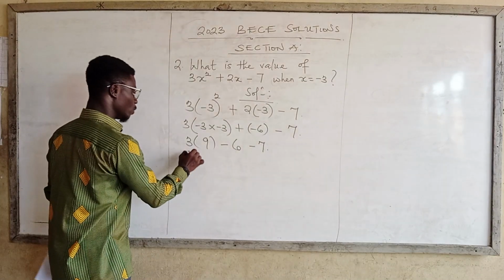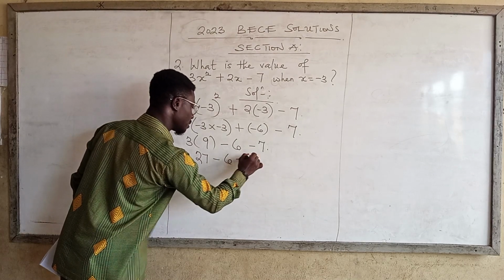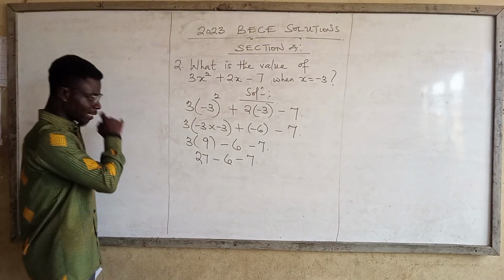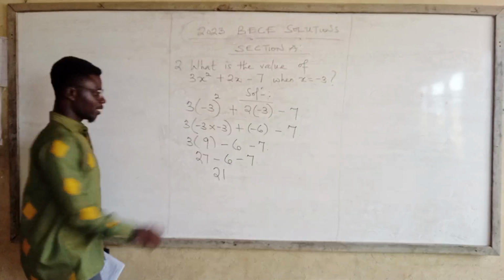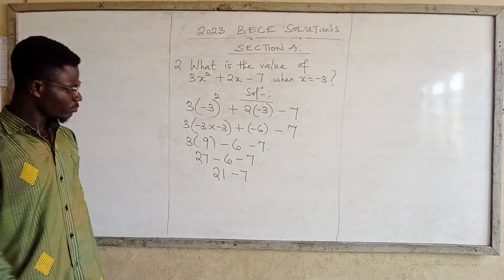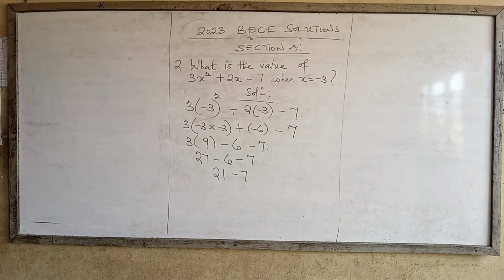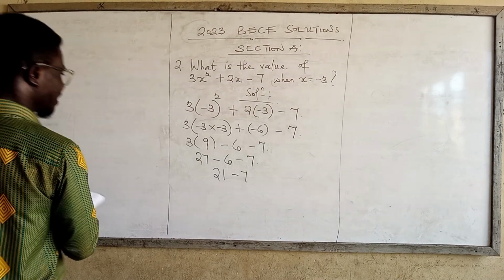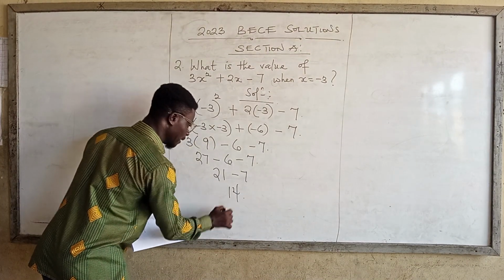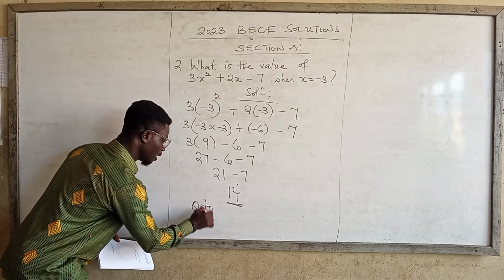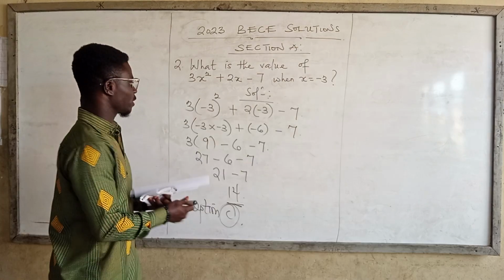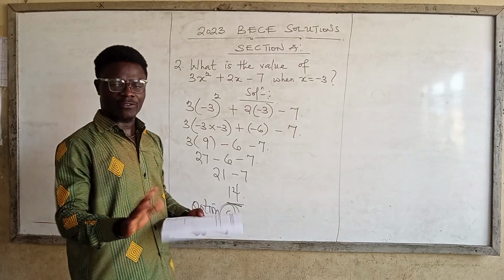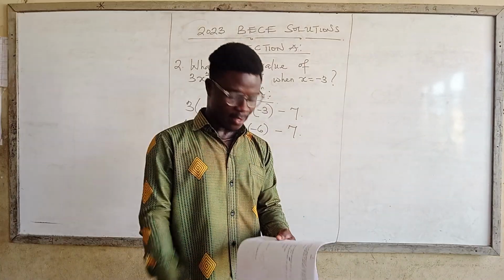3 times 9, we obtain 27 minus 6 minus 7. 27 minus 6 is 21. Then 21 minus 7. It's very simple and very trivial. When you subtract 7 from 21, you get 14. That's our answer, option C. This is a very simple question. Let's proceed to question 3.